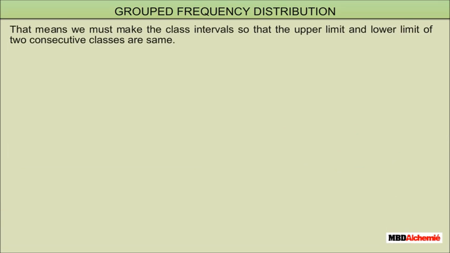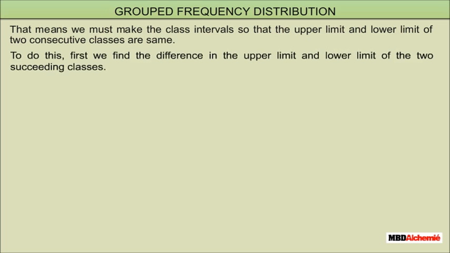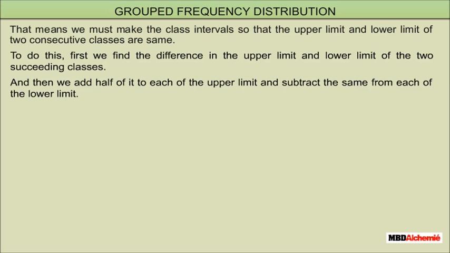That means we must make the class intervals so that the upper limit and lower limit of 2 consecutive classes are same. To do this, first we find the difference in the upper limit and lower limit of the two succeeding classes, and then we add half of it to each of the upper limit and subtract the same from each of the lower limit.